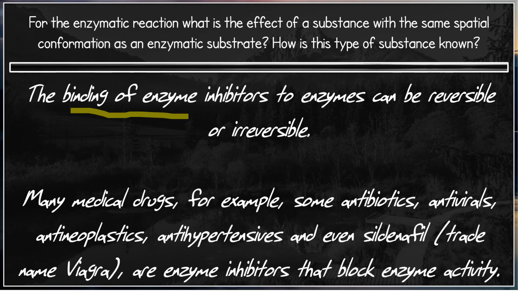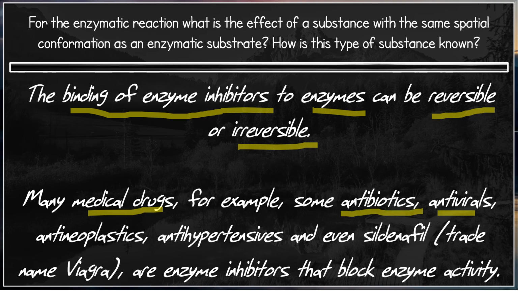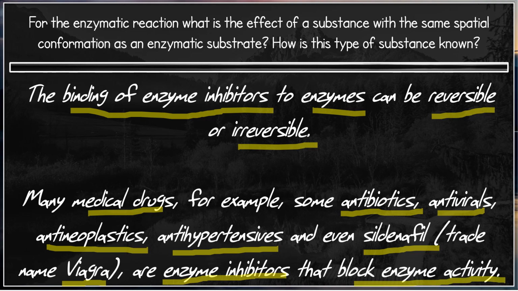The binding of an enzyme inhibitor to an enzyme can be reversible or irreversible. Many chemical drugs, for example, some antibiotics, antivirals, antineoplastics, antihypertensives, and even sildenafil, trademark Viagra, are enzymatic inhibitors that block enzymatic activities.